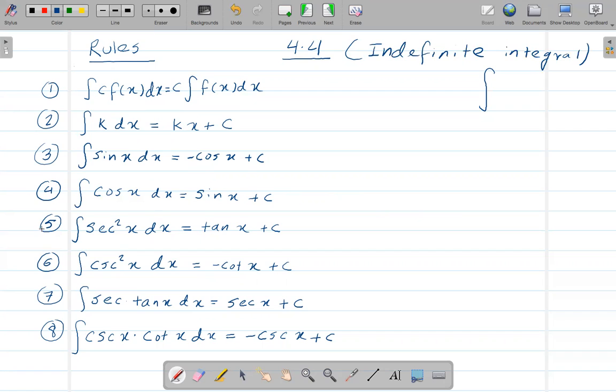I pretty much explained this before, but I'll quickly go over it. When you take the integral of a constant times some function, I can just bring the constant out. If k is a constant, the integral of k is kx plus c. Similarly, the integral of sine is negative cosine, and the integral of cosine is sine. You can take these as formulas, and we will use them when we do the actual problems.